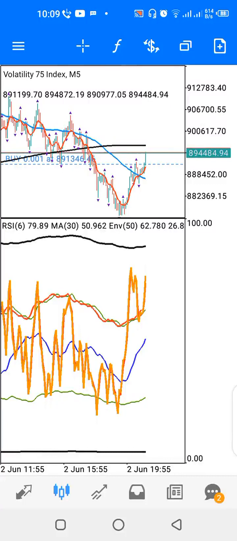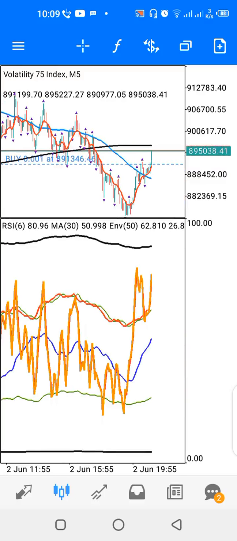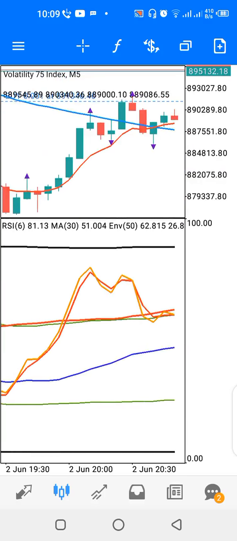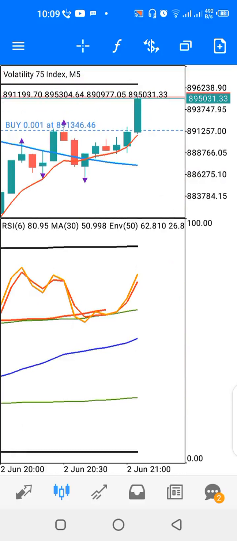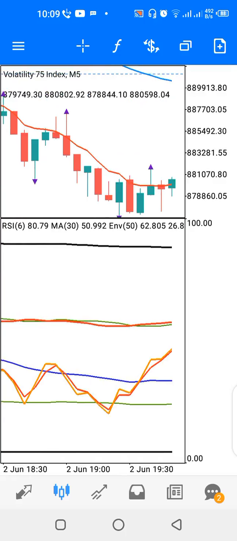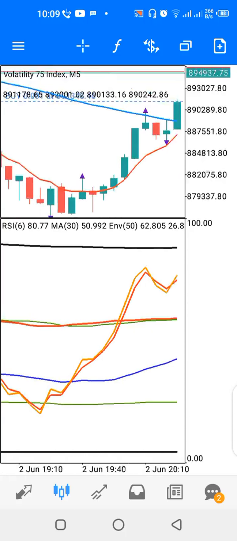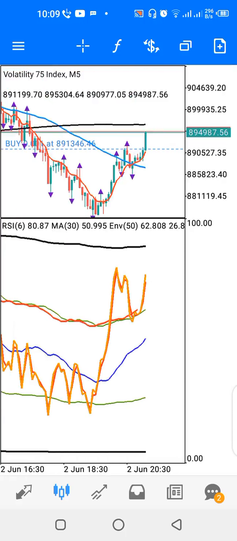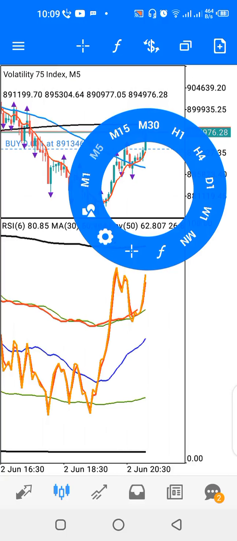Today we'll be looking at a strategy you can use to trade volatility 75 index. On my screen I have V75 5 minutes time frame, and as you can see, with this strategy I've been able to enter a trade and I'm in profit. Now let's look at how you can also make use of this strategy to trade volatility 75 index.